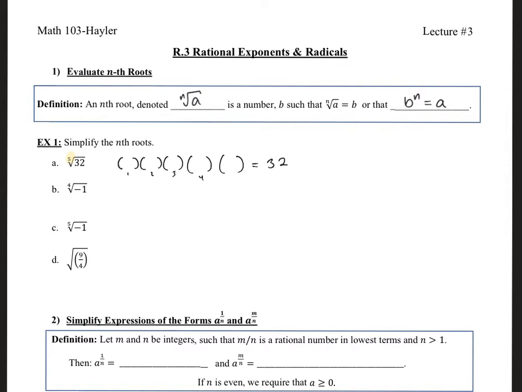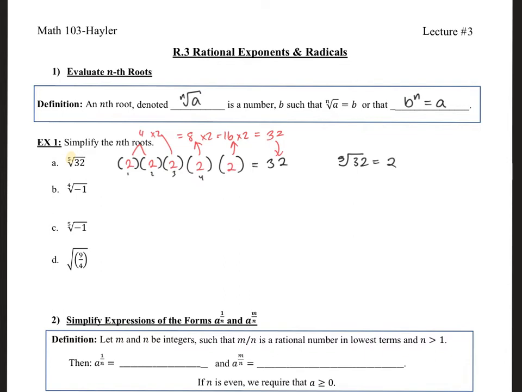If I multiply 2 by itself 5 times, I'll get 32. Let's go ahead and check that. Well, 2 times 2 is 4. And then we multiply 4 times 2. That gives me 8. Multiply that by another 2. That gives me 16. Finally multiply that by the last 2, the fifth 2, and we get 32. So my answer is the fifth root of 32 is 2.